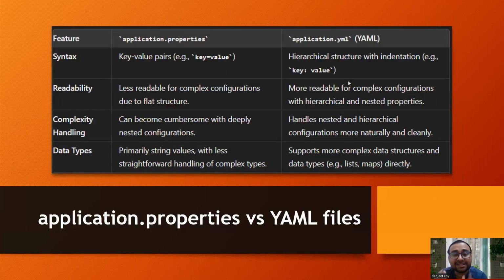Next question was, what's the difference between application.properties and application.yaml files? What's the difference between the two? It's a most commonly asked question. In application.properties, you can see there will be an equal sign, like a key-value pair kind of thing.